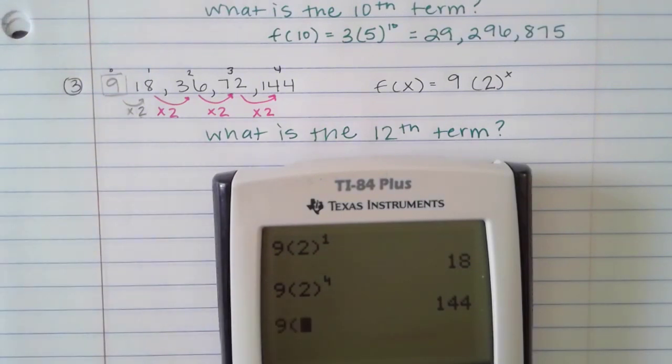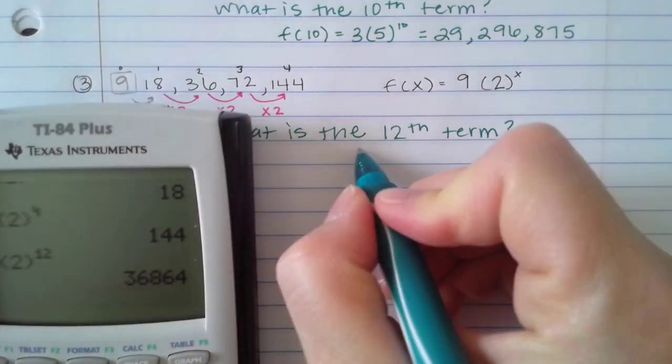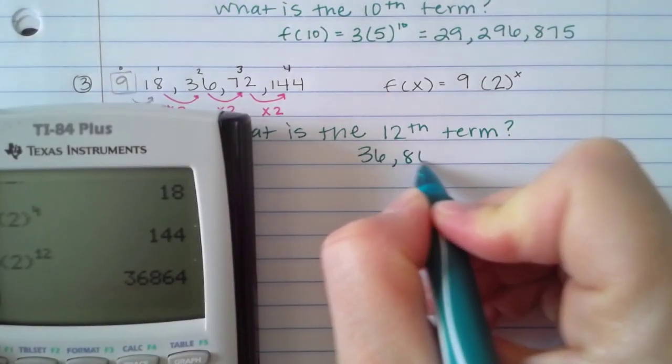So I'm just going to use my function, and instead of multiplying by 5 or multiplying by 2, multiply by 2, multiply by 2, I can just plug it in my calculator. To the power of 12, 12th term. Hey, 36,864.